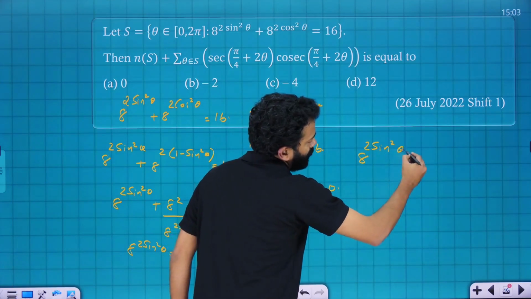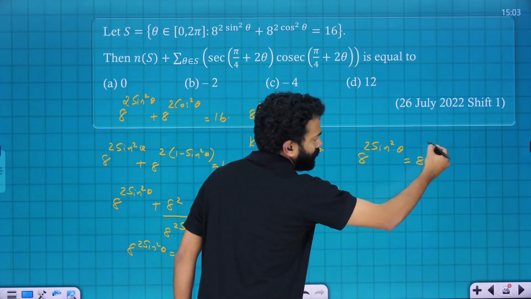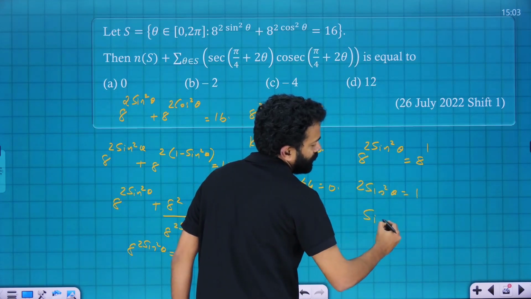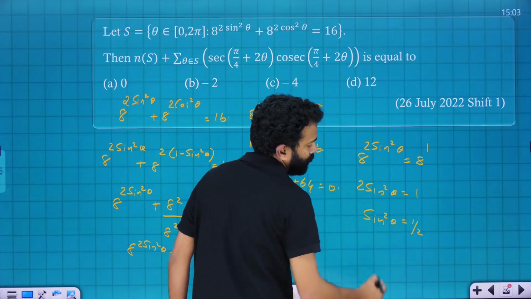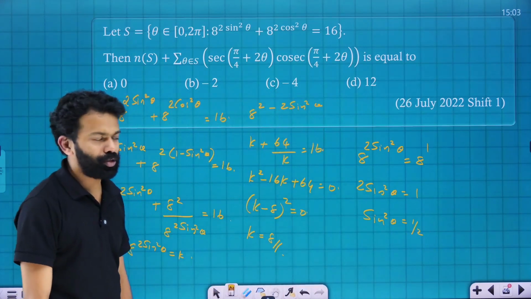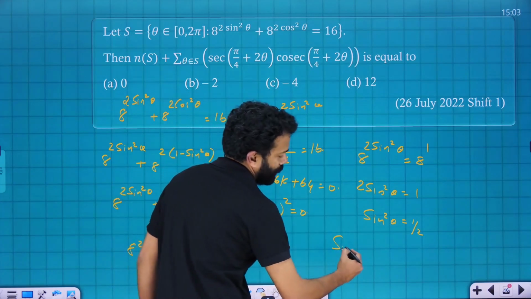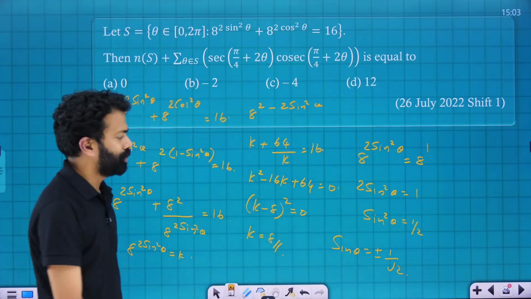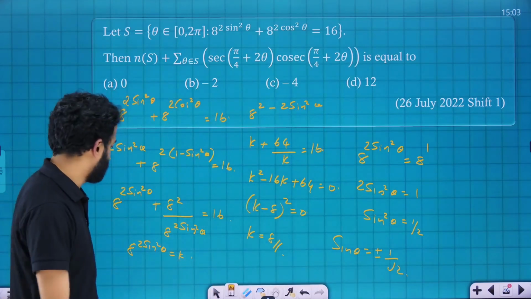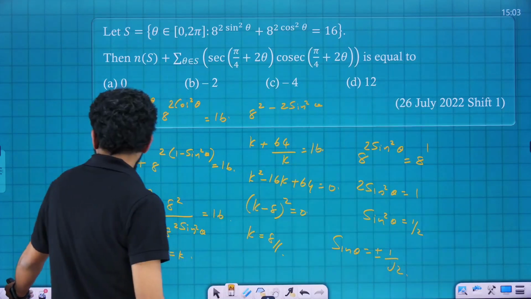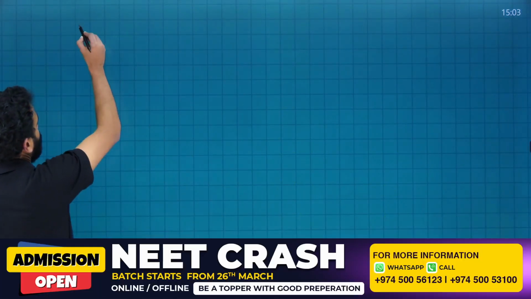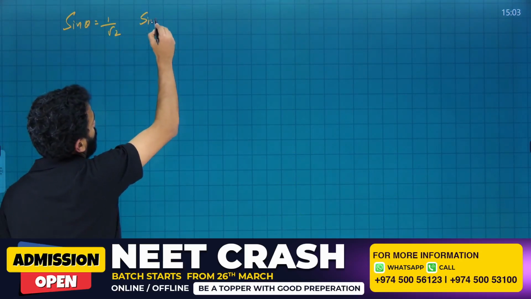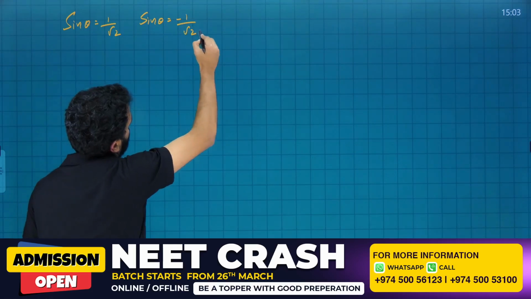2 sine square theta is equal to what? 8, that is 8 raised to 1. That is 2 sine square theta is equal to 1. That is sine square theta is equal to 1 by 2. That is sine theta is equal to plus or minus 1 by root 2. And that's where the problem is getting more and more interesting. After this, we can consider two values here: sine theta is equal to 1 by root 2 and sine theta is equal to minus 1 by root 2.